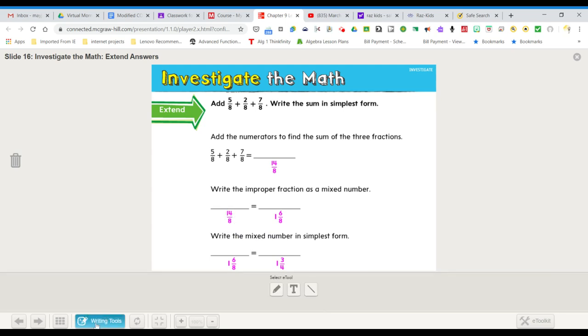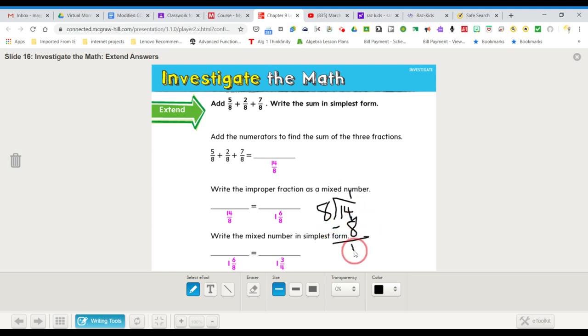Let me see if I can write on here. It says writing tool. So let me see if I can do this. So we know, oh, I can. This is so cool. 14 divided by 8. 8 goes into 14 1 time. When you subtract that, you have 6 left over.